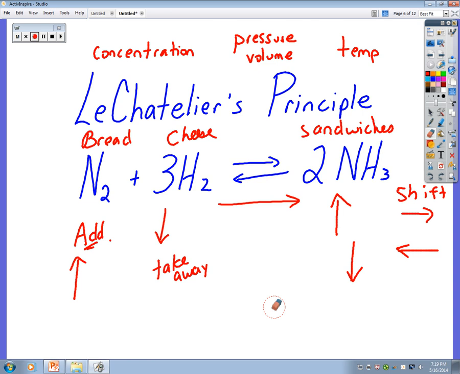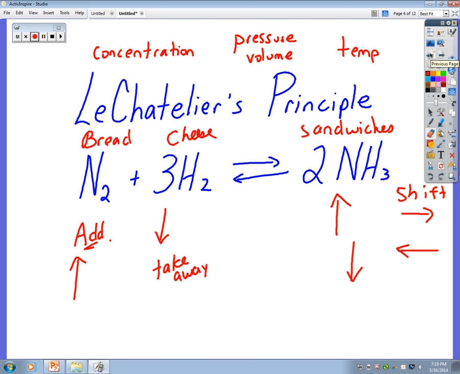If you want, think of it like a conveyor belt going back and forth here, right? Back and forth. The bread and cheese combine to make sandwiches. The sandwiches break down to form bread and cheese. All right, let's do another one. Let's increase the pressure.